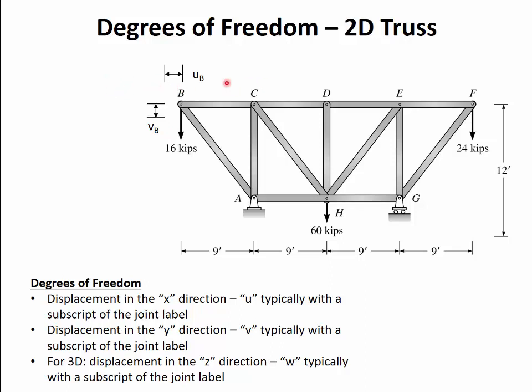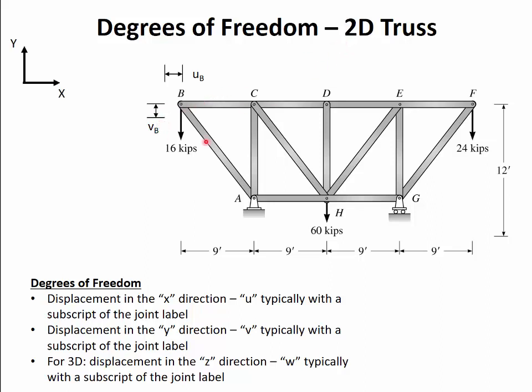We have a displacement in the x direction. We typically call that displacement u, lowercase u, positive if we're in the positive x direction. I showed this one as negative, but put the double-headed arrow. And then we usually put a subscript on there. So if we're talking about a displacement at joint B in the x direction, we'd call it u sub b. The displacement of joint B in the y direction would be v sub b. So our 2 degrees of freedom for joint B are u_b and v_b. So that's for a 2D truss.